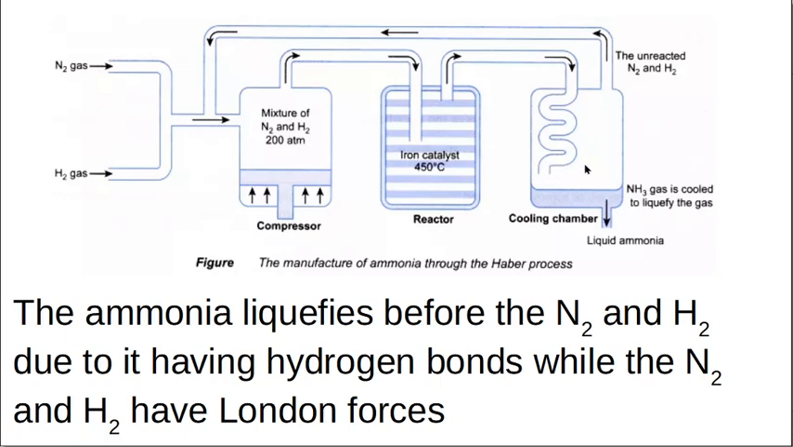And what happens is, if you know your intermolecular forces, you'll know that ammonia has hydrogen bonds. Okay, so the hydrogen bonds are stronger than the London forces, which the nitrogen and hydrogen have. So remember, there's nitrogen, hydrogen, and ammonia in here. And then the nitrogen and the hydrogen only have London forces, so they've got a low boiling point. So they go zooting out back into the reaction mixture. And meanwhile, the ammonia, which has got hydrogen bonds, is strongly attracted to each other, and it liquefies and can be taken out the bottom there. And that's how we end up with liquid ammonia from the Haber process.